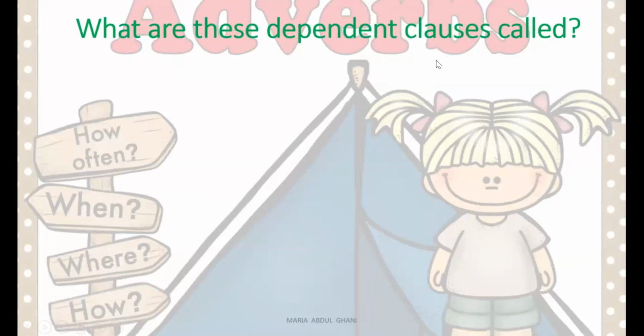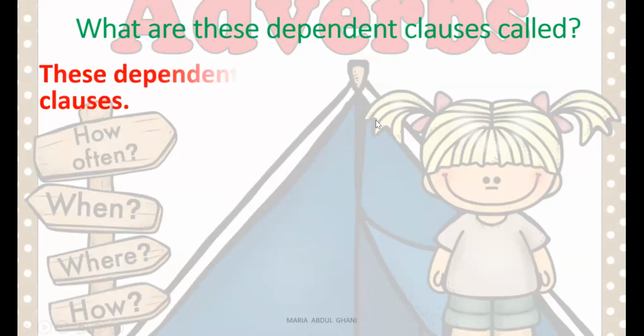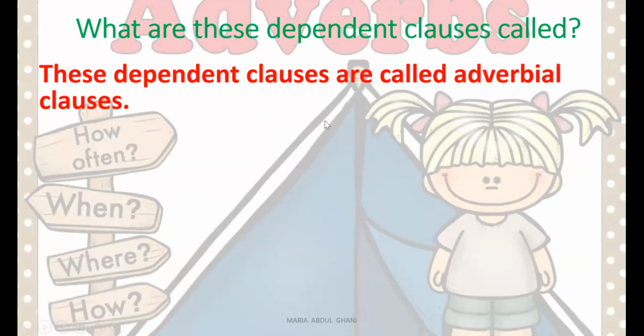What are these dependent clauses called? The dependent clause itself, it has a name. What is the name of this dependent clause? Do you know? Adverbial clause. Yes, very good, Diane. It's called the adverbial clause. These dependent clauses are called adverbial clauses.